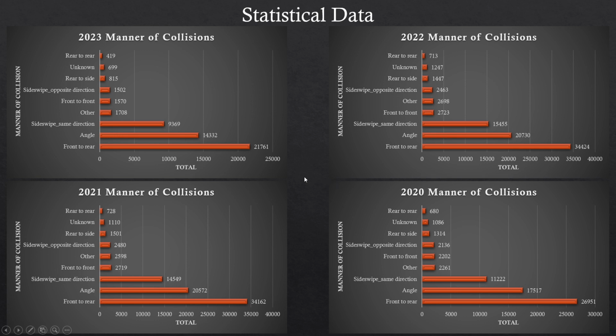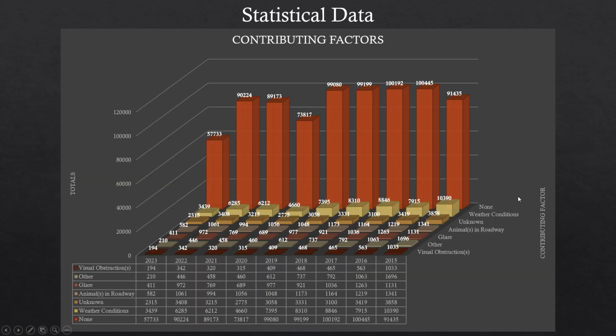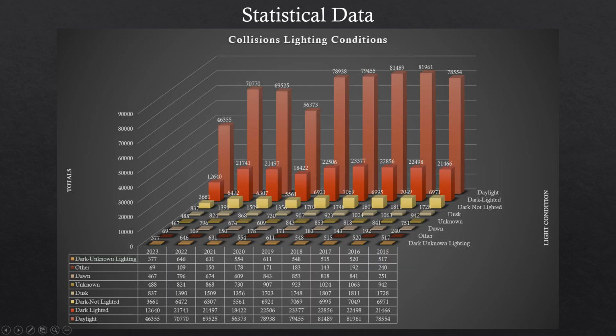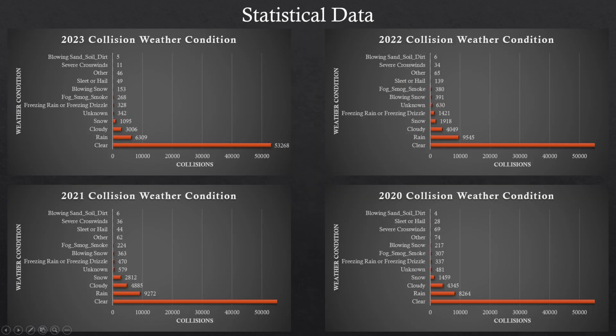Manner of collision. This is your rear end, angle, side swipes. All years seem to point to getting rear-ended being the highest. Contributing factors. So we have none, weather conditions, unknown, animal, glare, other, and visual obstructions, sorted by year. Collision lighting conditions. So we have daylight, dark lighted, dark not lighted, dusk, unknown, dawn, other, and dark unknown, also sorted by year.